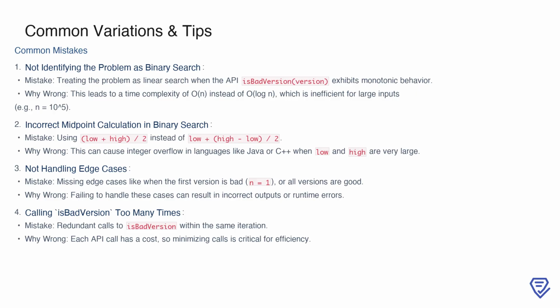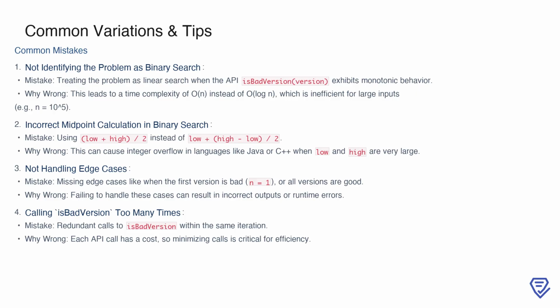The isBadVersion API provides a monotonic behavior, meaning once you find a bad version, all subsequent versions are bad. If you treat this as a linear search problem instead, you'll end up with a time complexity of O(n), which is highly inefficient for large inputs like n equals 100,000. Instead, binary search reduces this to O(log n), making it much faster.